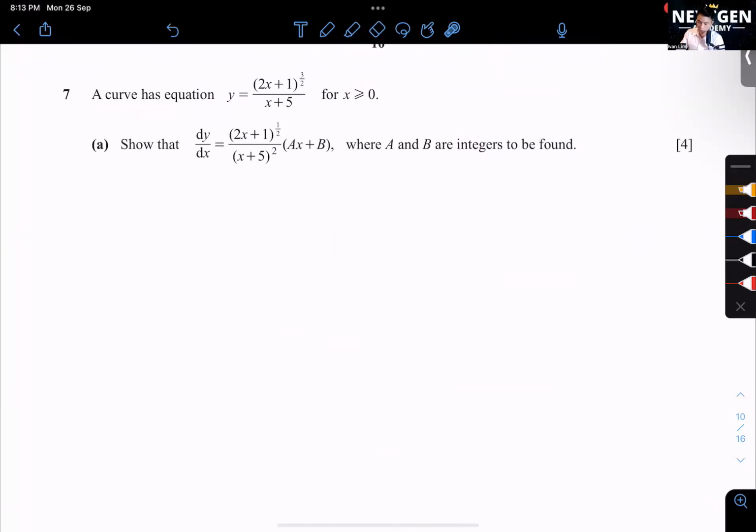Question 7. A curve has equation y equals (2x plus 1) to the power of 3 over 2, over x plus 5, for x more than or equal to 0. Show that dy over dx equals (2x plus 1) to the power of 1 over 2, over (x plus 5) squared, times (ax plus b), where a and b are integers to be found.